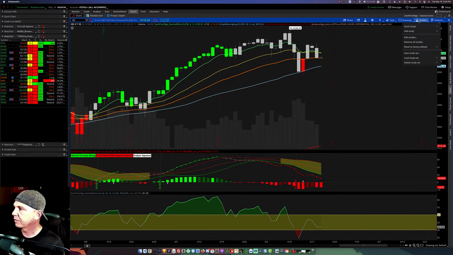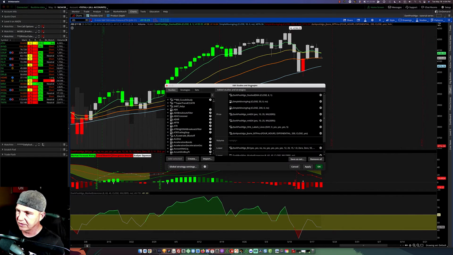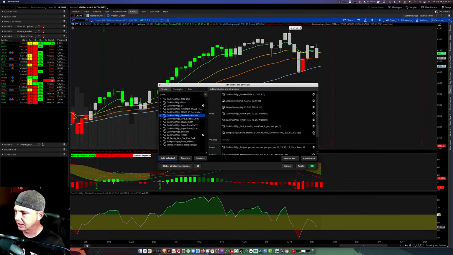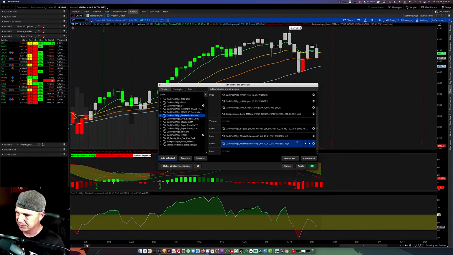So the first thing we want to do is click on Studies, Edit Studies, which brings up your Studies and Strategies panel. If you go and look for Dark Pool Algo Market Extension, you would click on that and hit Add Selected. I've already got mine added here, so I just put it in there twice.